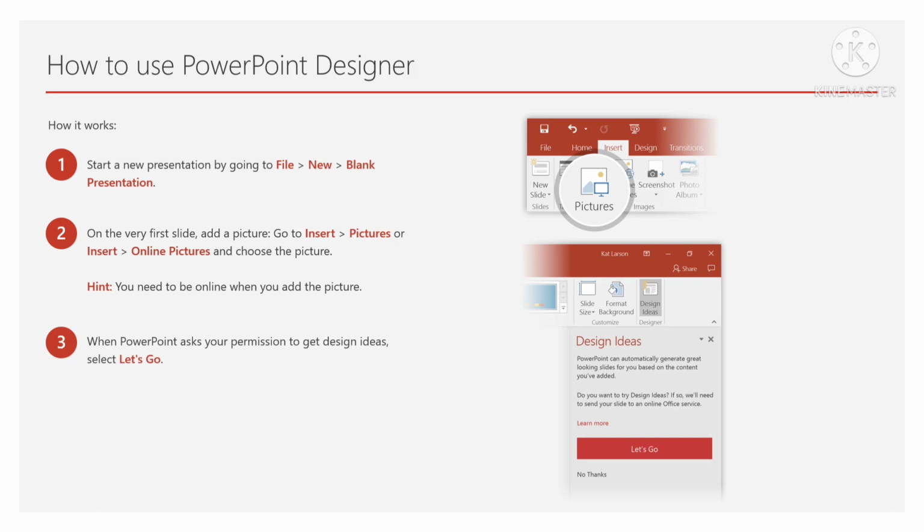Number 3. When PowerPoint asks your permission to get design ideas, select Let's Go. Number 4. Choose a design you like from the Design Ideas task pane.